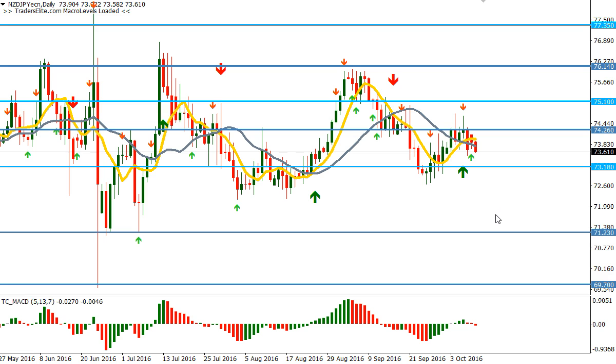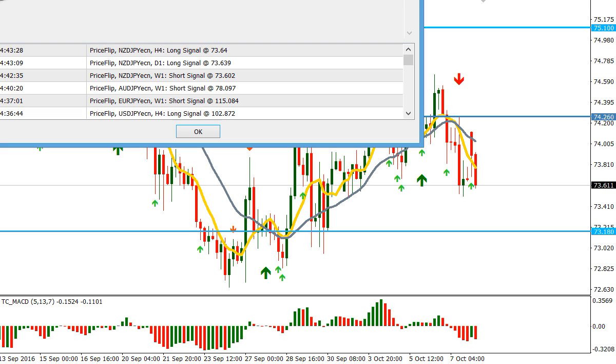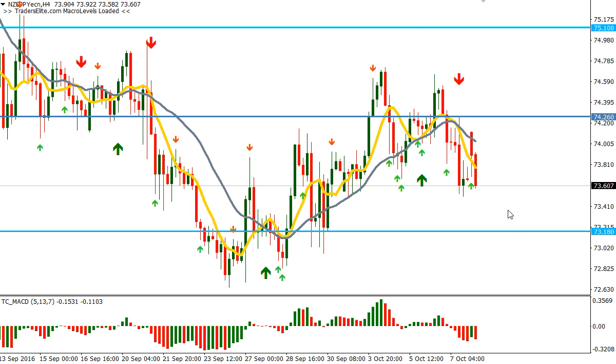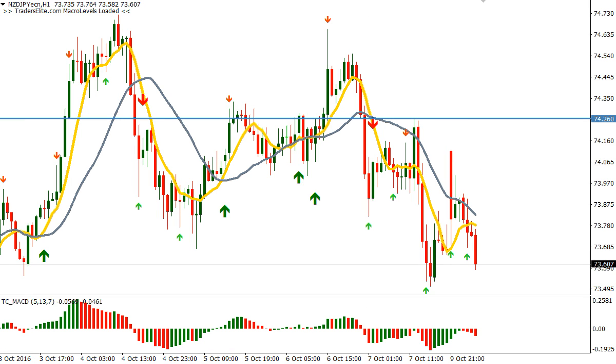So on the daily, again, it's an upward trend trade that's failed. And this price flip on this 74.26 macro level has succeeded in pushing it down. So at this stage, I would be saying that we're heading further down on this. On the 4 hour, we're certainly showing some momentum to the downside, and on the 1 hour as well.